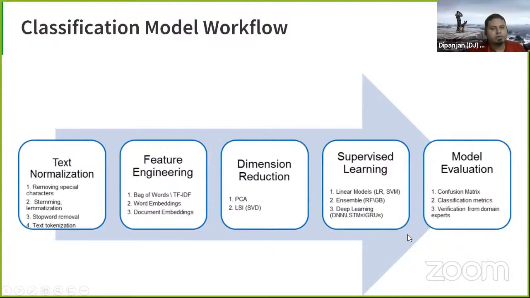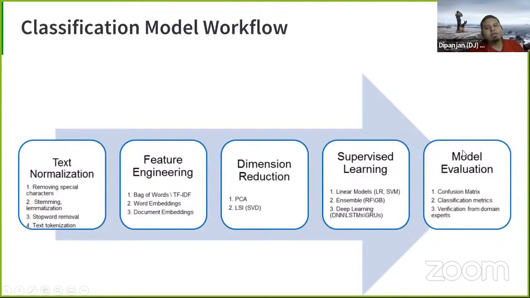This is something all of you can use when you are building a text classification model, where you first normalize the text using various steps. You try out different feature engineering methods like bag of words, TF-IDF, or embeddings. If you have a lot of features, you can look at dimension reduction techniques like PCA. Once you have the numeric vectors, you can apply supervised classification models: linear models like logistic regression and SVM, ensemble methods like random forest and gradient boosting, maybe even deep learning. However, remember, for deep learning the feature engineering part will be slightly different, as we need to deal with embeddings.